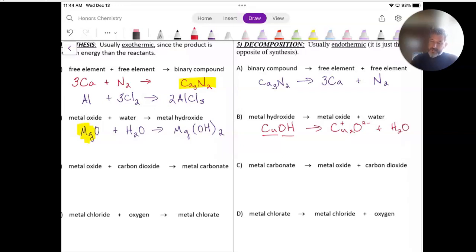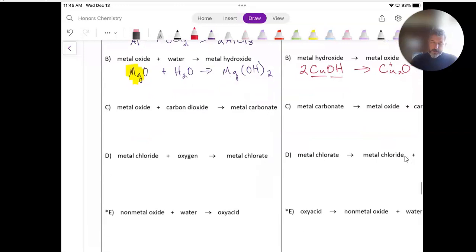Now this one I believe does need some balancing, right? Because our copper has 2 on the right and only 1 on the left. That also balances my oxygen, with 1 and 1, and hydrogen with 2 and 2. So there we go. All right, on to the next type.